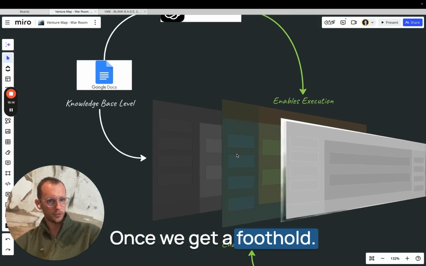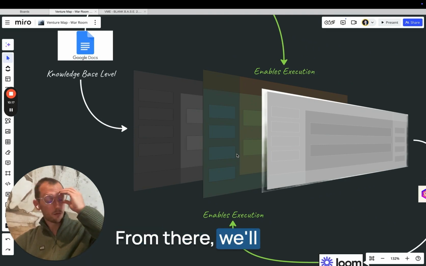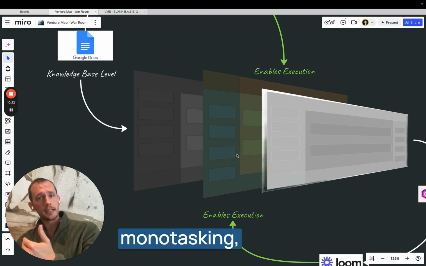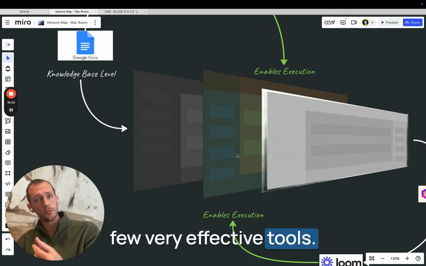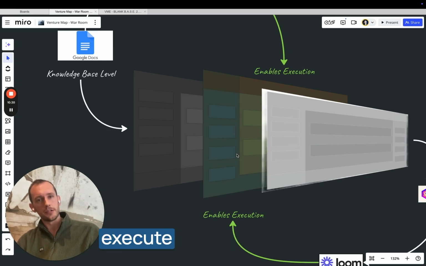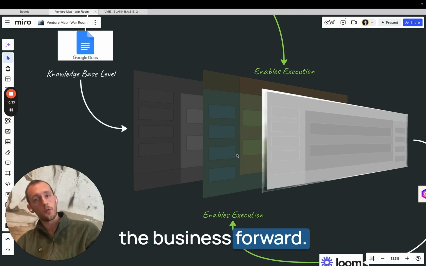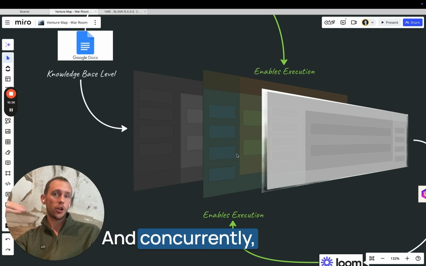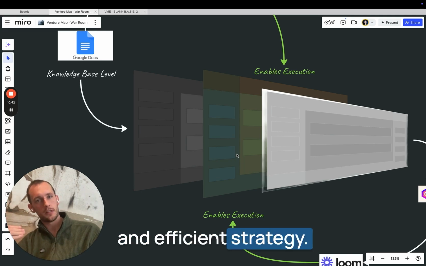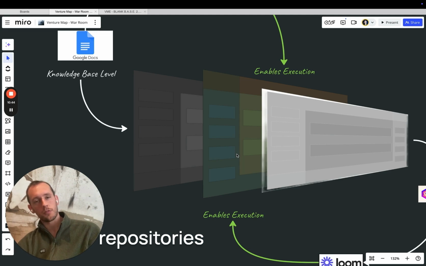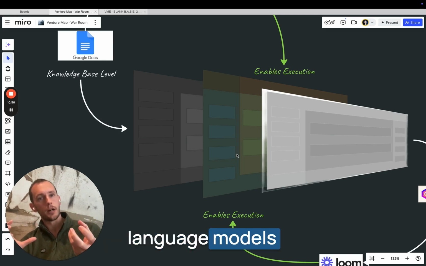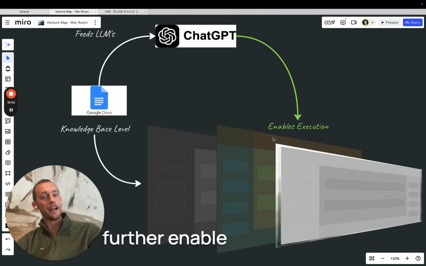Once we get a foothold into your map, from there, we'll focus on getting you set up with habit stacking, with monotasking, using a few very effective tools. So you're showing up on a daily and weekly basis with your team to actually execute the strategy that we've defined to move the business forward. And concurrently, we'll be working to develop very high quality, accurate knowledge bases or repositories of proprietary IP that will be interfaced and integrated with large language models to further enable execution.